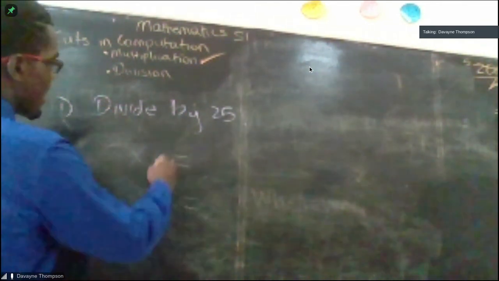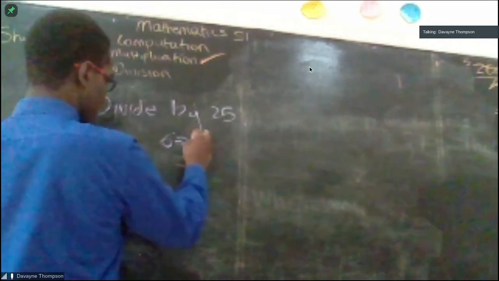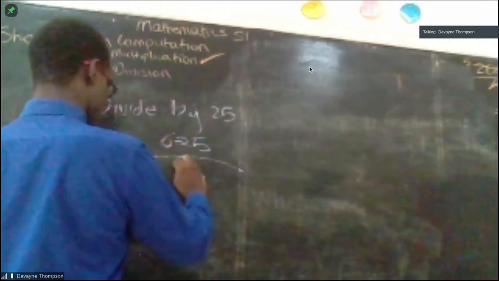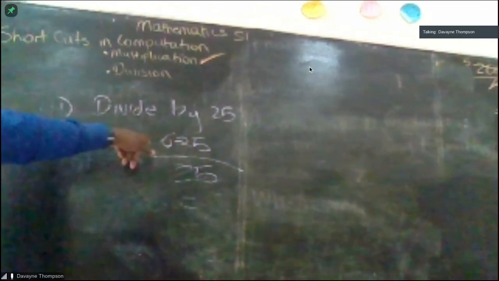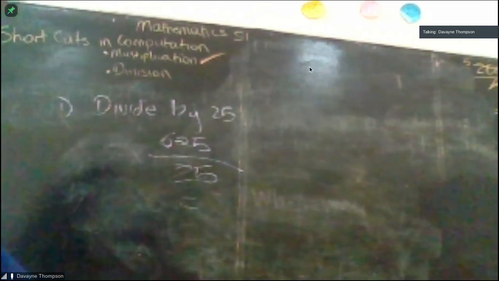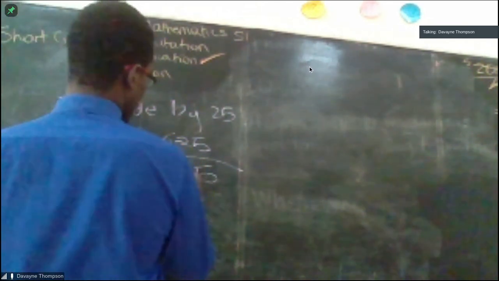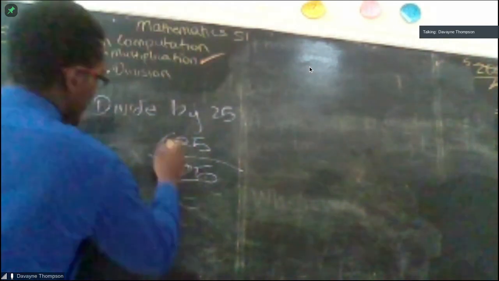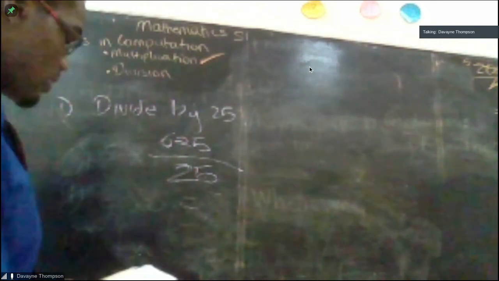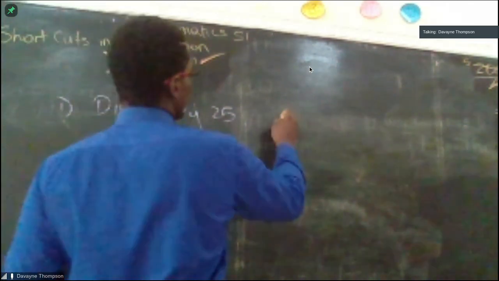Let's say I have 625. Let's keep it natural. 625 divided by 25. Right? So let's try to simplify this. The rule says when you have 625 or any number that is being divided by 25, you can simplify 25.